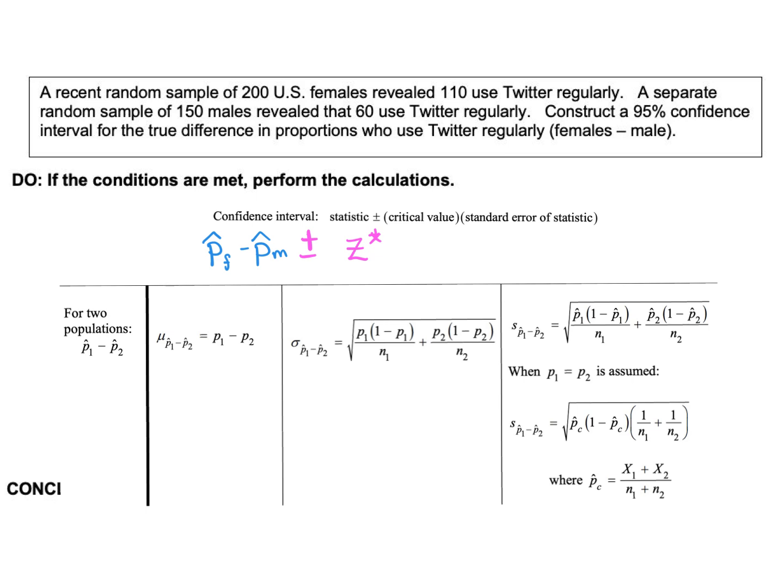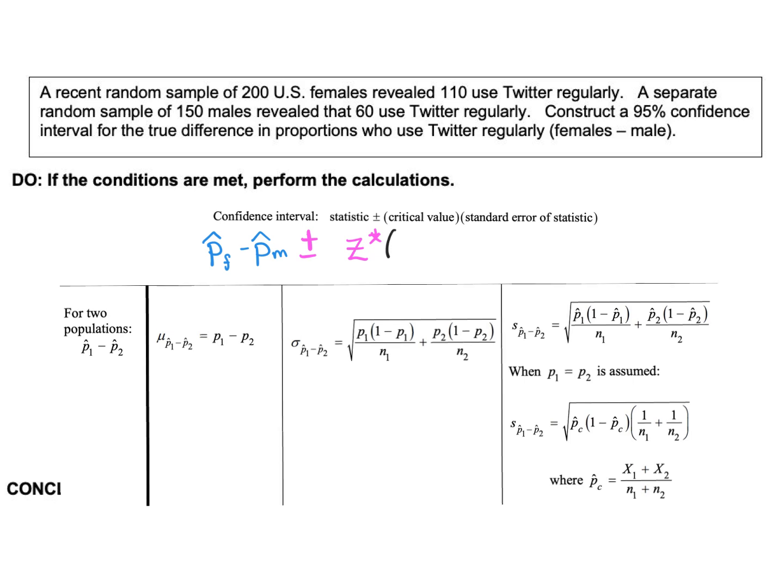I just brought in a formula sheet, and you can see for two populations, here's my mean, my standard deviation, and here's the standard error. These are identical, except this uses p, this uses p hat. We don't know p, we're trying to capture it, so that's why we're using standard error. This portion down here is not used. We are not assuming our true proportions are equal. That happens with significance testing.